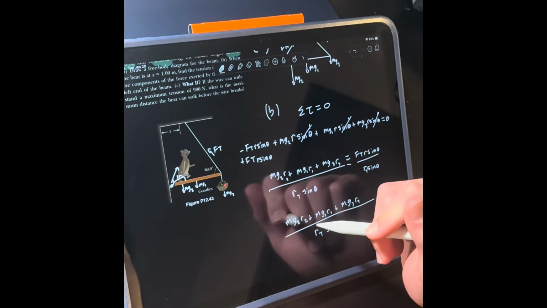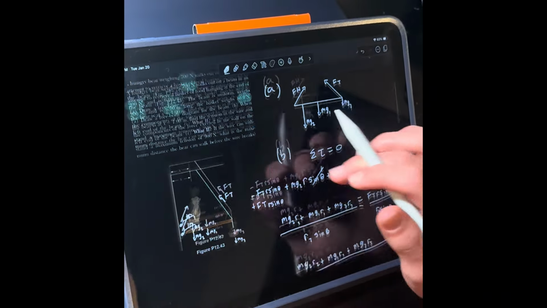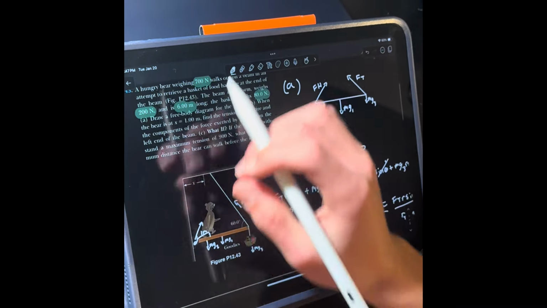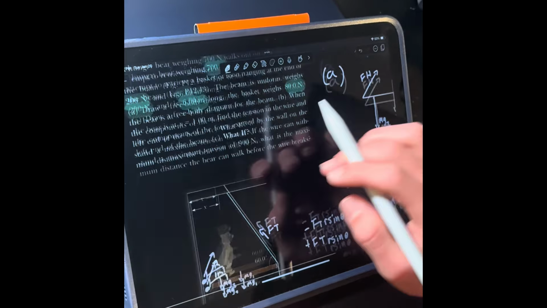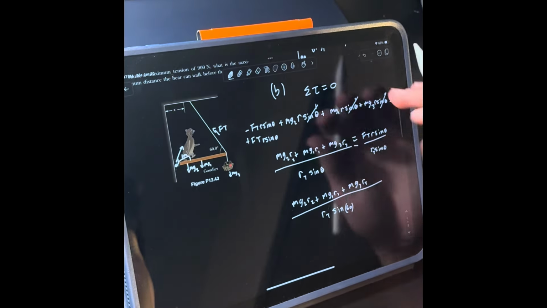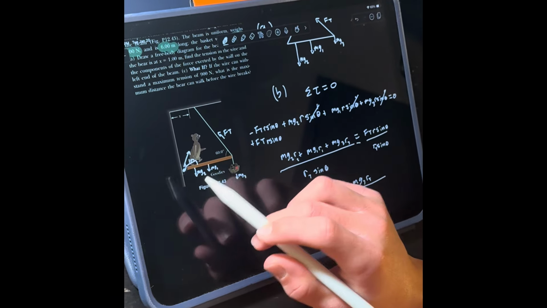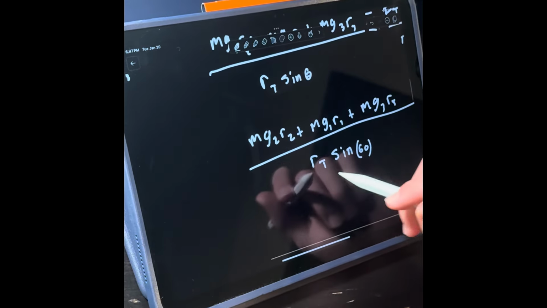So for the beam, mg2's r would be the distance of the beam, which is 6 meters divided by 2, so 3. For mg1, the bear, it gives us here in part B that the bear is 1 meter away, so it's 700 times 1. Then for mg3, the basket is at the opposite end of the axis of rotation of the beam, so it's 6 meters away. And same thing for the tension, it's also 6 meters away.